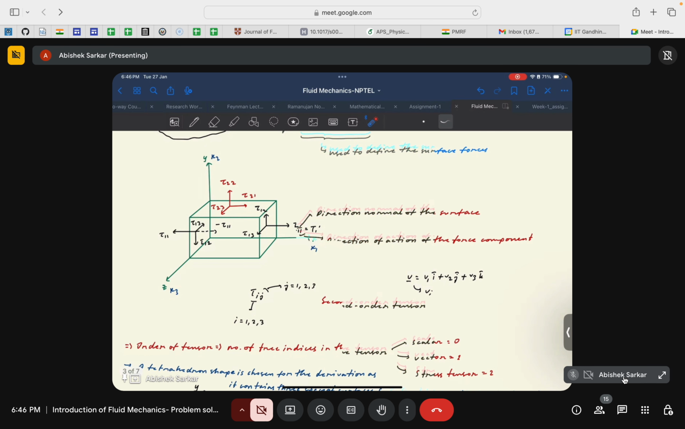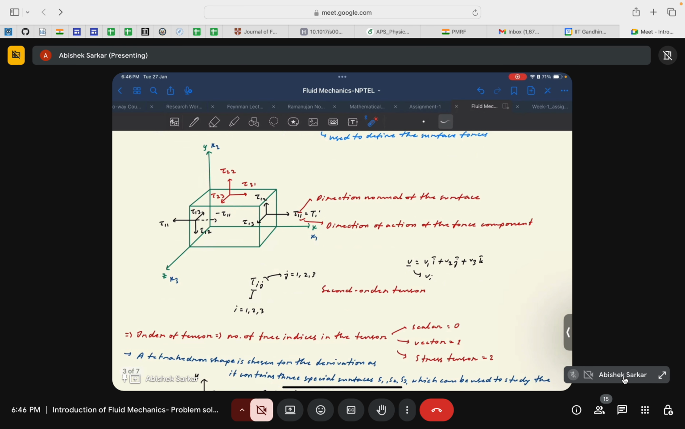Similarly, let us take the example of this case. Here the normal direction is along the y direction, so the first index will be 2 for all the components. The other index changes depending on the direction along which the force acts. So this will be tau 21, because the force acts in the x direction. This will be tau 22, which is the normal component in this case, with the force along the y direction, and tau 23 here, with the force along the z direction.